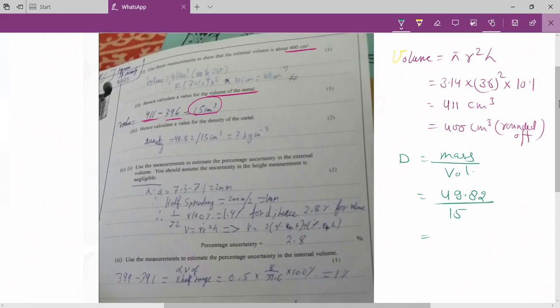So when you divide 15, 3 is a 45. So it will be approximately 3. Here will be gram, here will be centimeter cube. So 3.32 gram per centimeter cube. That's your answer.